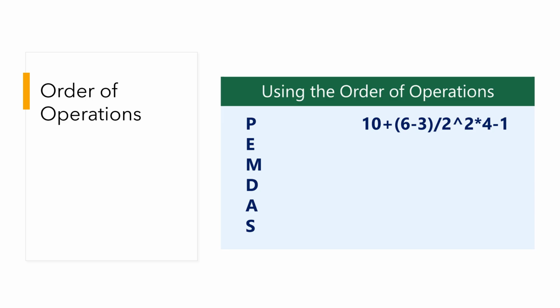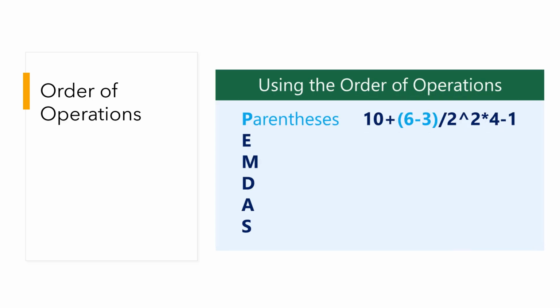So the first thing that will be calculated by Excel is anything within the parentheses. Then it will calculate any exponents. Again, we do not use exponents in merchandising math, so you can kind of ignore the exponents part of it. Then it's going to go through our multiplication, division, and then finally it will do our addition and subtraction.